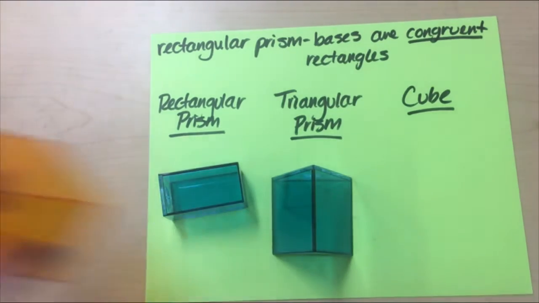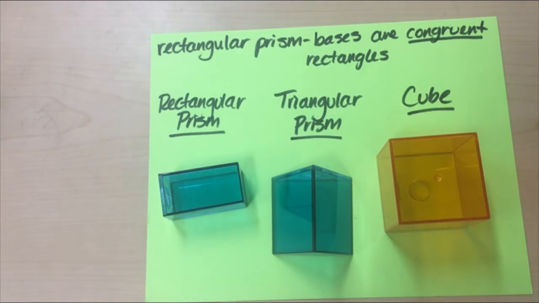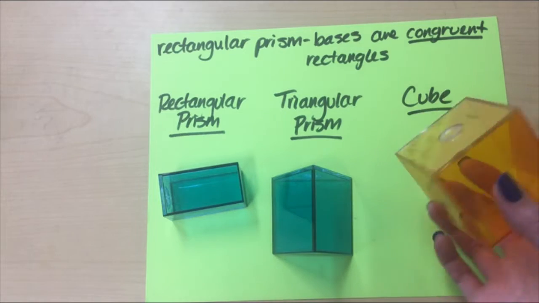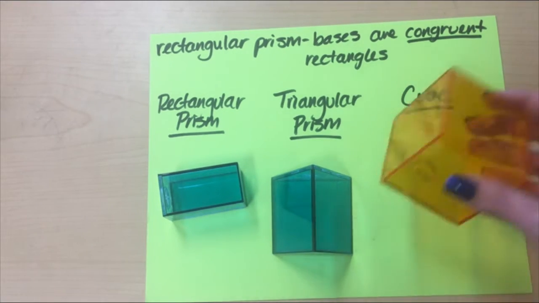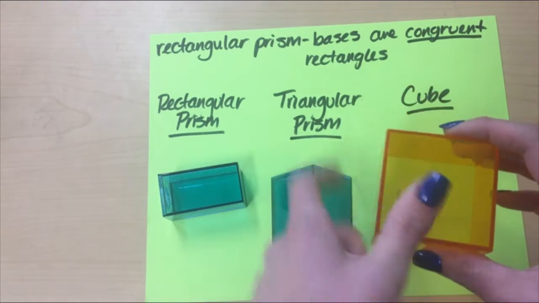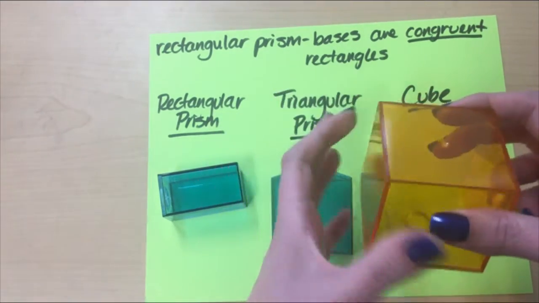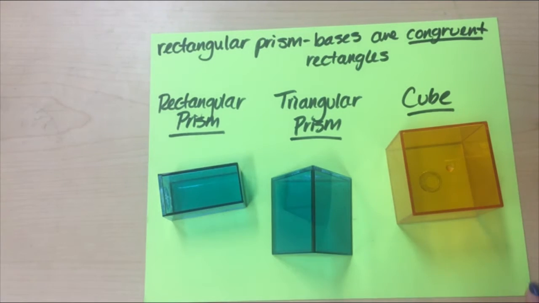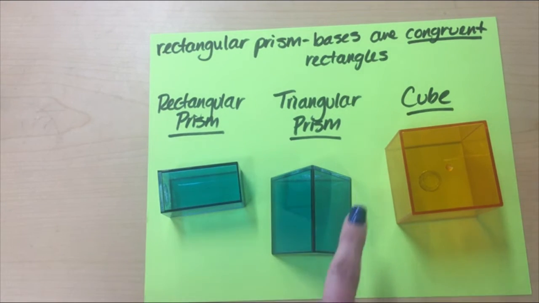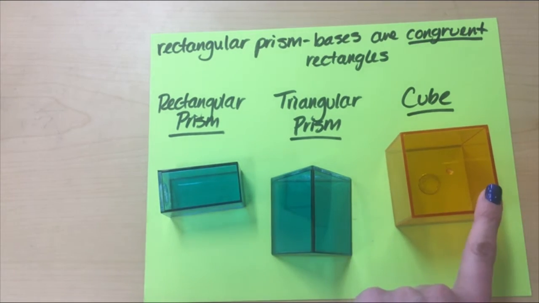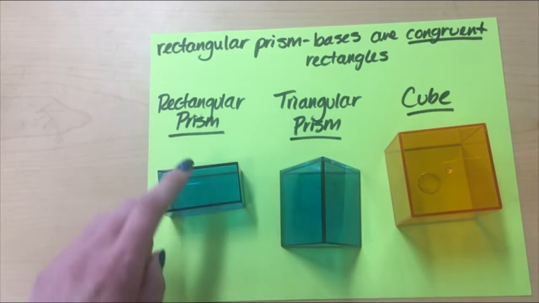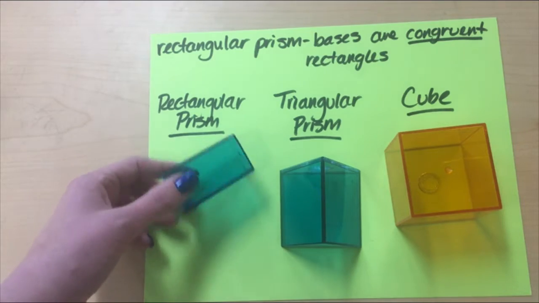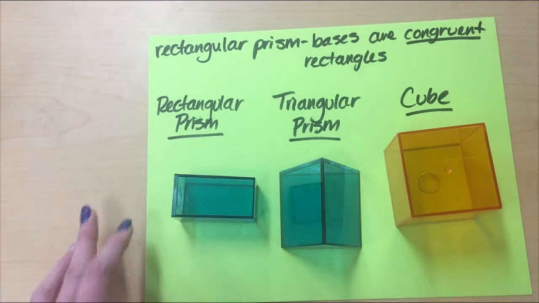A cube is a little bit different, because in a cube every single face is the same. If we say this is the base and this is the top, these are the same, and everything else is the same too. So we have a rectangular prism, a triangular prism, and a cube. This has 2 triangles, and a rectangular prism has rectangles for the bases.